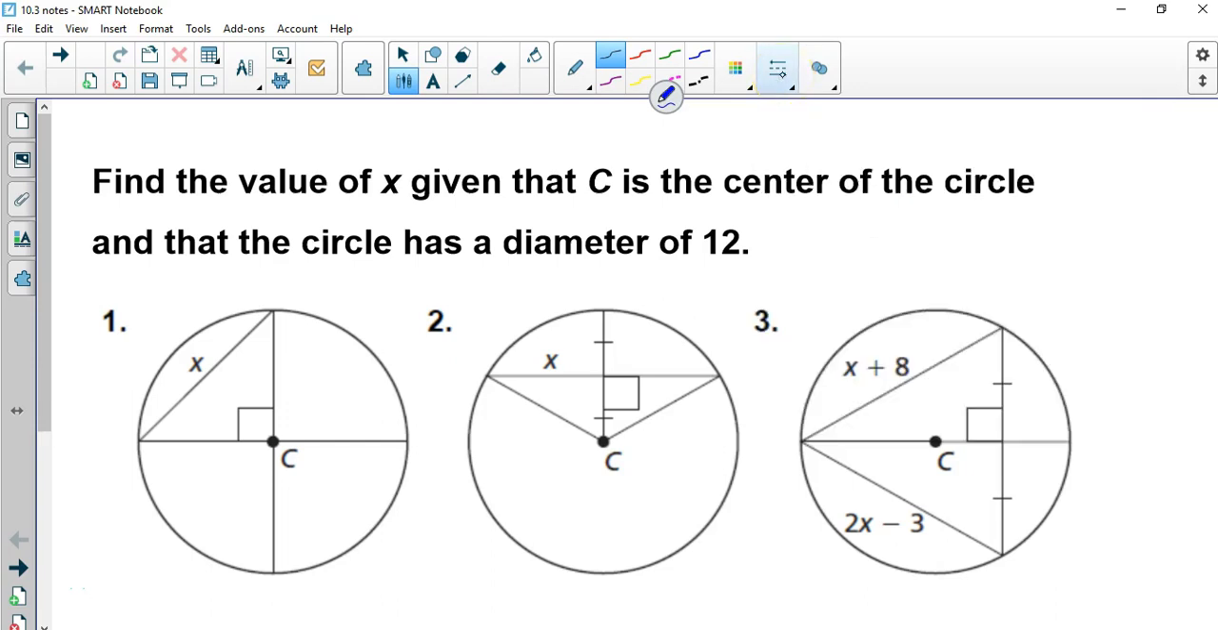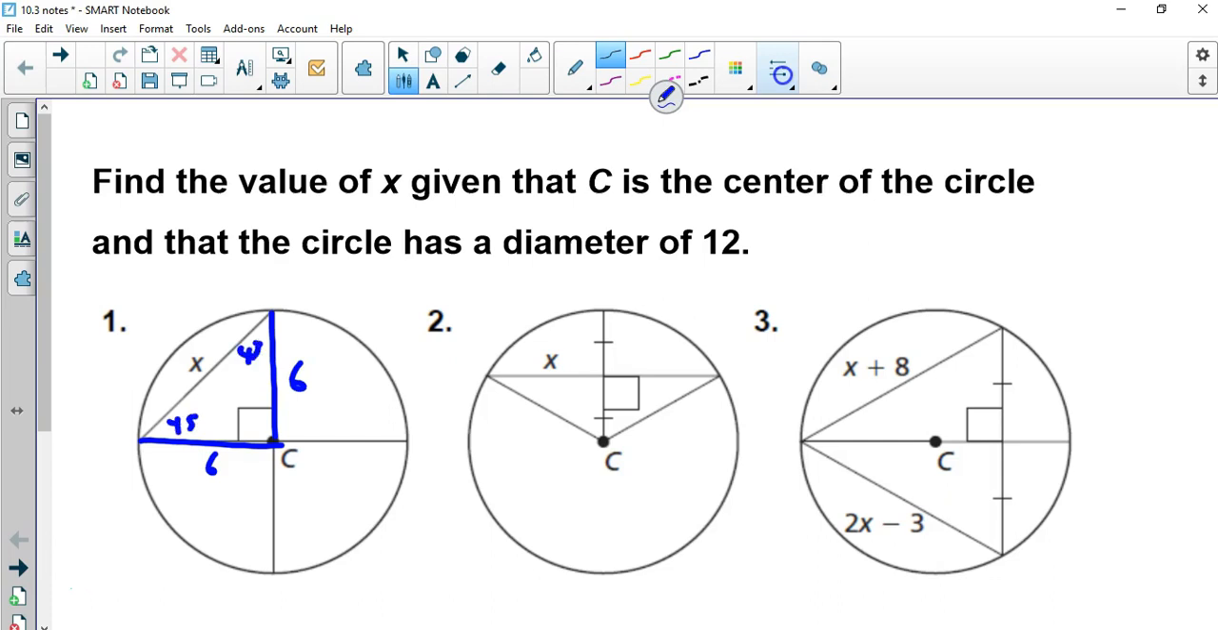10.3 says find the value of x given that C is the center of the circle and the circle has a diameter of 12. Well, if the diameter is 12, that means each radius is 6. And this is a radius, and this is a radius. Now, since the two sides are the same, this is a 45, 45, 90 triangle.